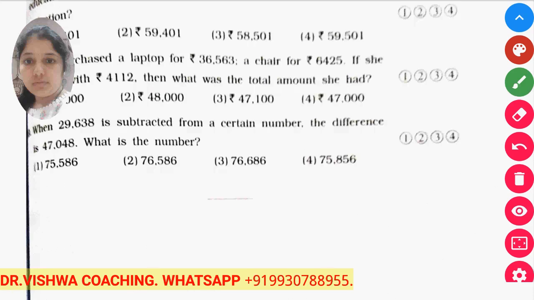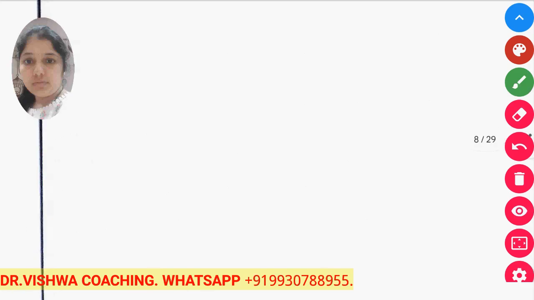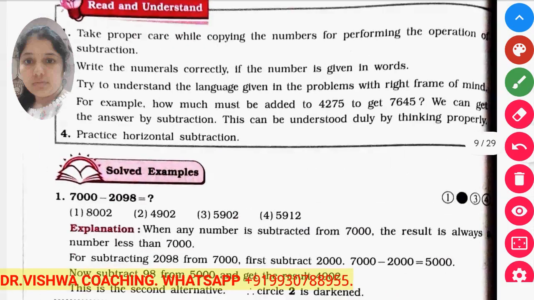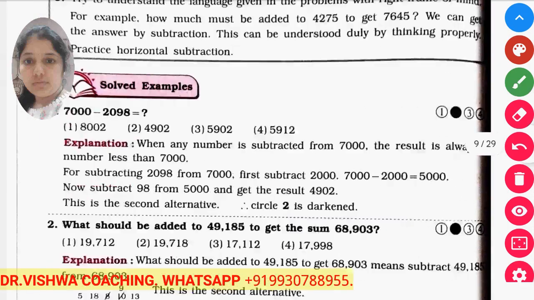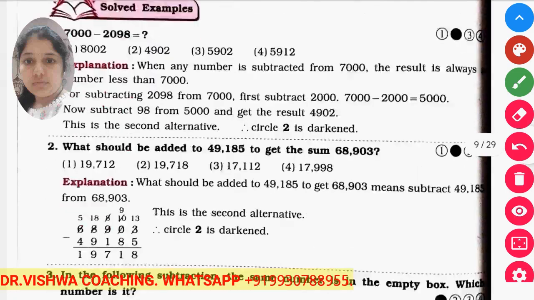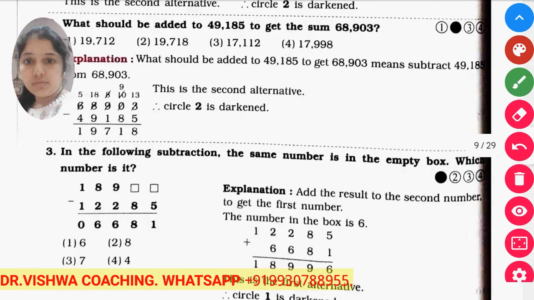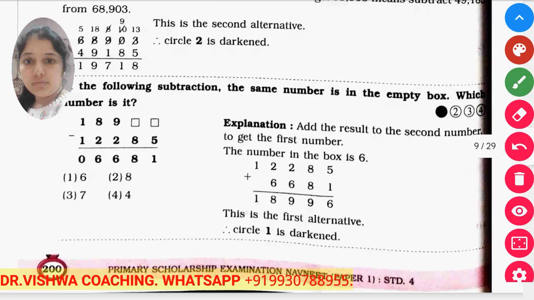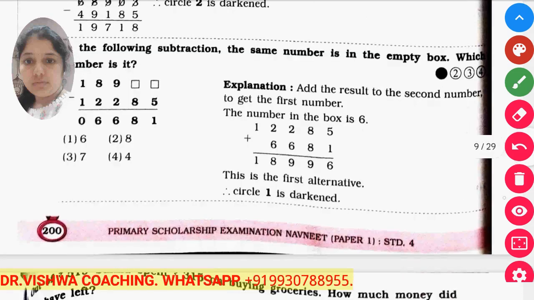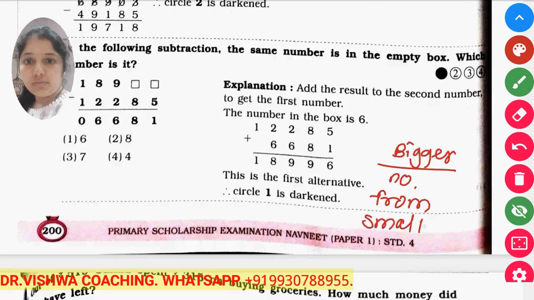So we'll move to the next topic, which is based on subtraction. Now as when we add, we carry forward some number. For subtraction, if we have to subtract a bigger number from a smaller number, then we have to borrow from the neighbor.